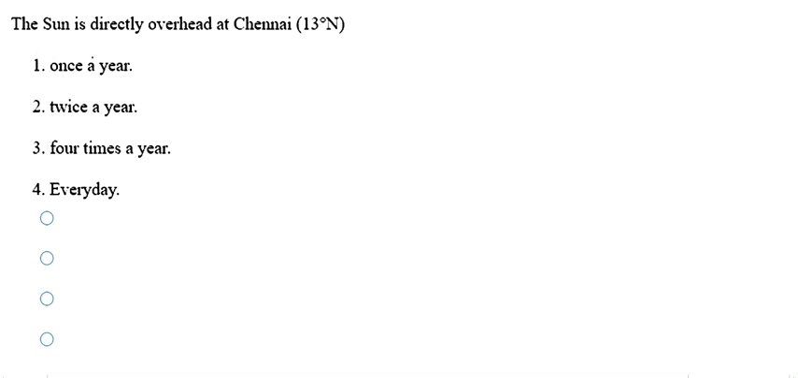In the next question, the sun is directly overhead at Chennai, 13° north. Once in a year, twice in a year, 4 times in a year, every day. As we know that the 2 days are longer in a year, so the option is twice a year when the sun is directly overhead at Chennai.